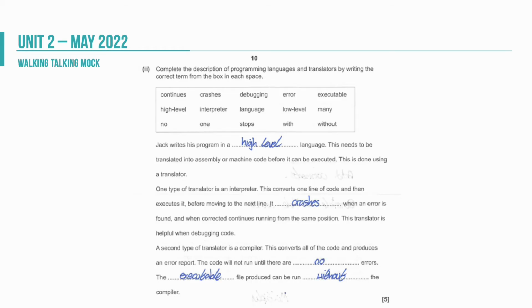So Jack writes his program in a high-level language. That's the idea of high-level languages being human-like, things like Python with command words. Low-level languages being things like binary. It crashes when an error is found. You can have stops there as well instead of crashes. So for crashes, you can have crashes or stops.